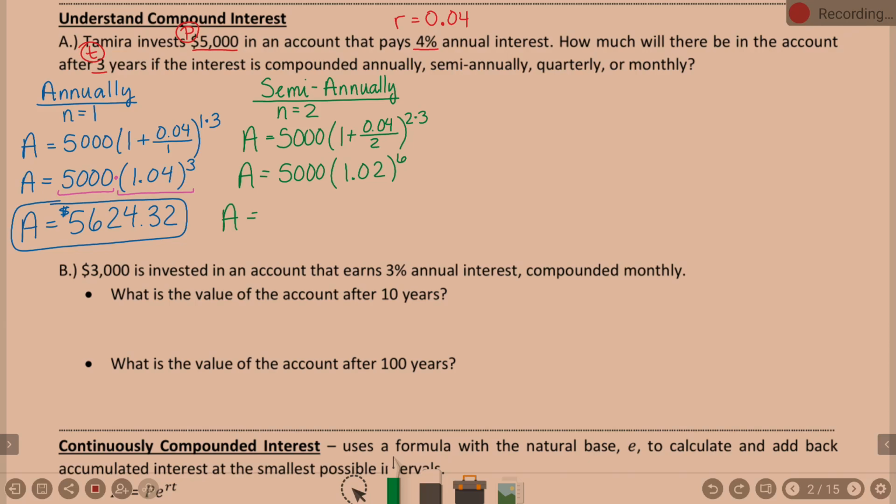And again, if you are fancy on your calculator and you can make it work otherwise, that's fine. Just practice with me. Make sure you know what you're doing. So 5,000 times 1.02 raised to the 6. Does your answer match my answer? If so, you did something right on the calculator.